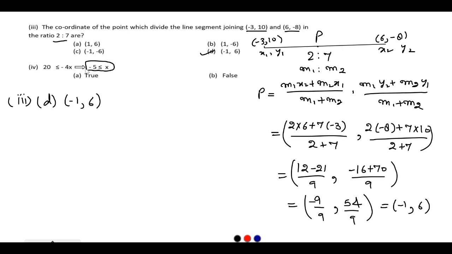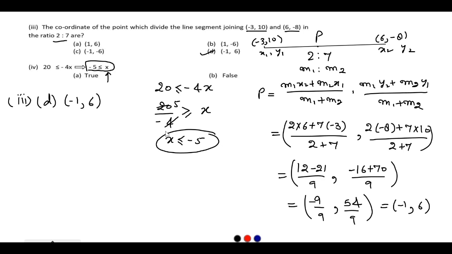Next part: 20 less than or equal to -4x implies -5 less than or equal to x. Is it true or not? The inequality is given to us, and on the right hand side we have x. It means the whole inequality will be divided by -4, and whenever we divide an inequality by a negative number, the sign will be reversed. Means x is less than or equal to -5, and in the question x is greater than or equal to -5. It means it is a false statement.